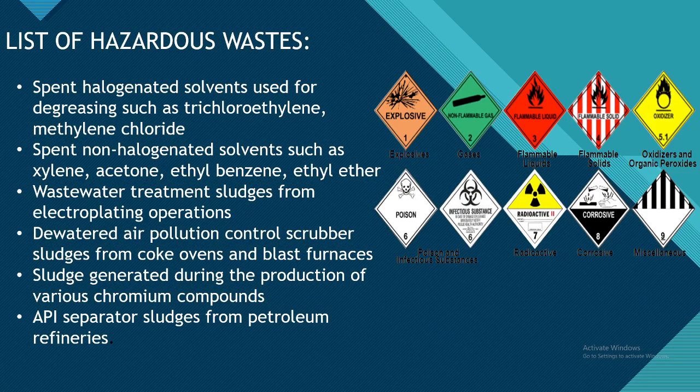List of hazardous waste. These are spent halogenated solvents used for degreasing, such as dichloroethylene and methylene chloride. Spent non-halogenated solvents such as xylene, acetone, ethyl benzene, ethyl ether. Wastewater treatment sludges from electroplating operations. Dewatered air pollution control scrubber sludges from coke ovens and blast furnaces. Sludge generated during the production of various chromium compounds. API separator sludges from petroleum refineries.